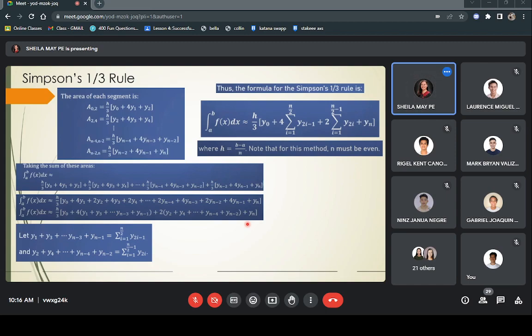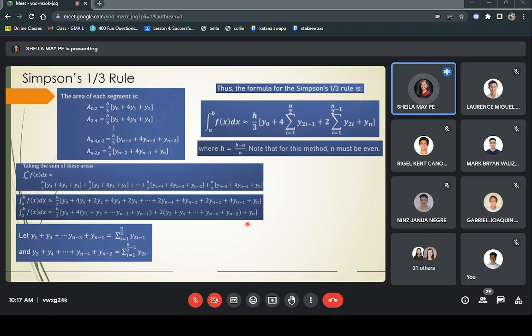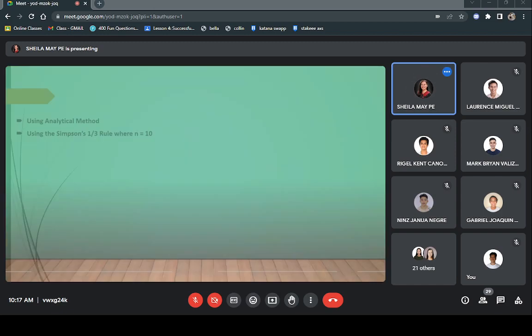Unlike the trapezoidal rule, where we are given any numbers, odd or even, for Simpson's one-third rule n must be an even number. Now, for us to be familiar with the formula, we will use the analytical method and Simpson's one-third rule where n is equal to 10.